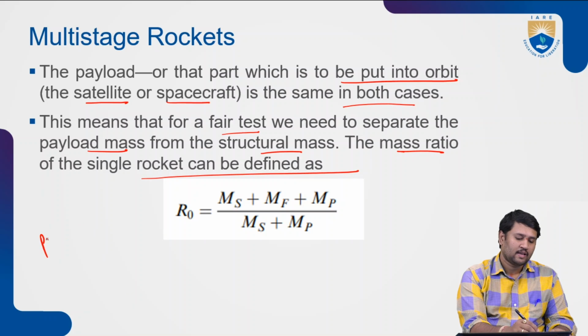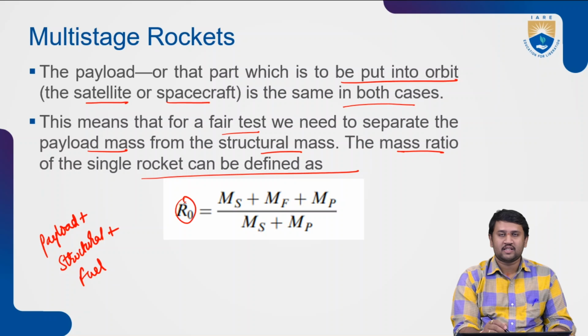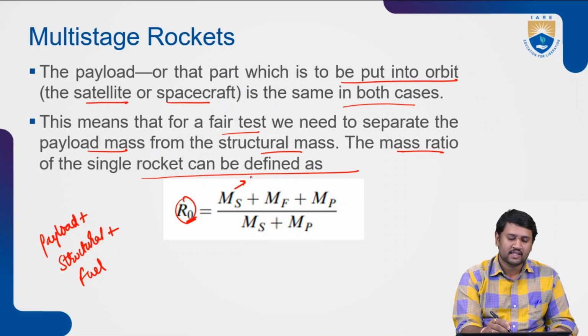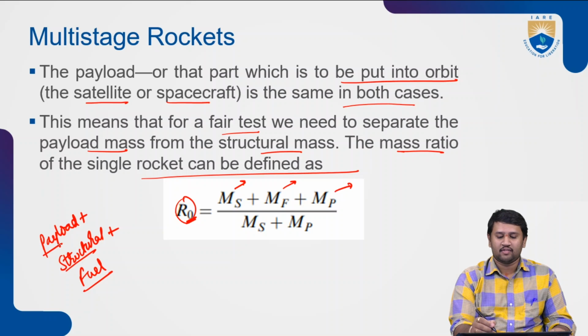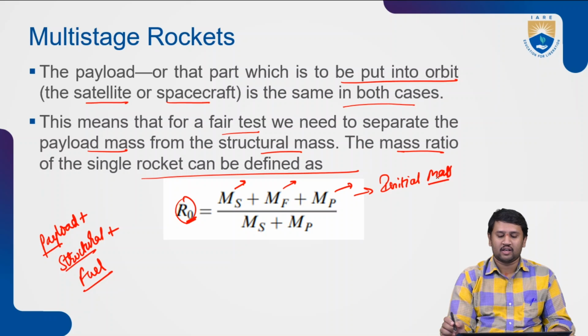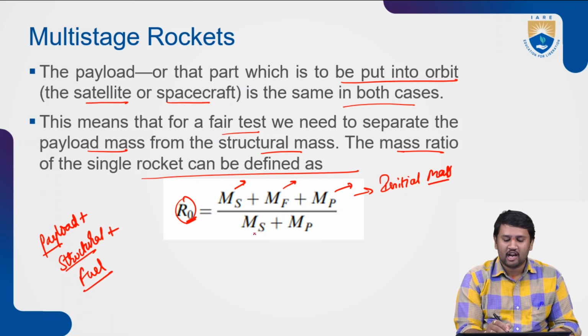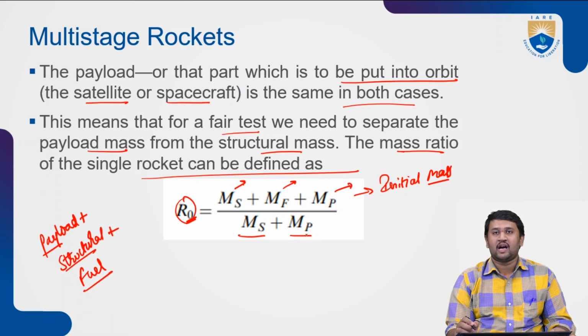A complete rocket with payload, structural mass, and fuel. Now, R0, as we have discussed, is nothing but your mass ratio, and it involves your initial mass. In our case, Ms will be your structural mass, Mf will be your fuel, and P will be your payload. Now, this will be my initial mass in a single rocket. At the end, what will be left after dropping off my payload at a certain orbit? I'll be left with only my structural mass, after expending the fuel, as well as my payload mass in orbit.